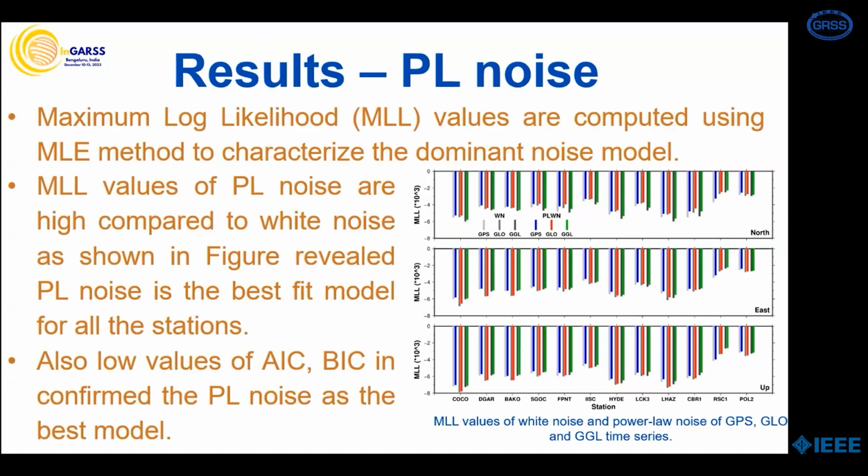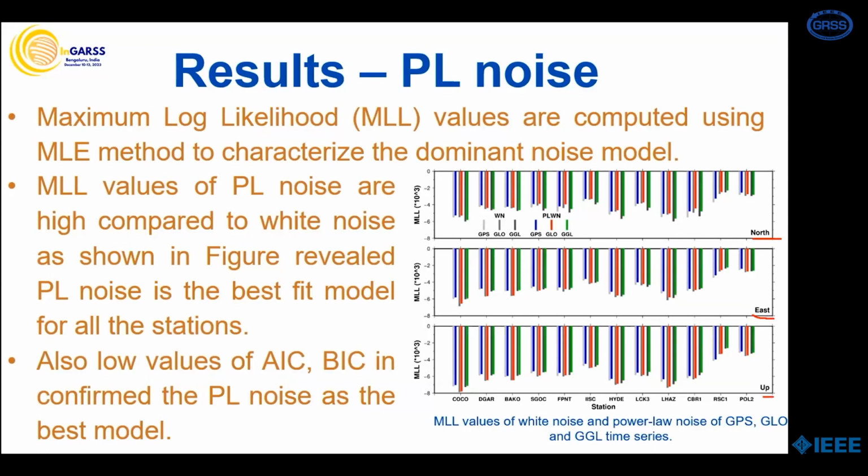So MLL is an indicator that shows the degree of coherence between the observed data and the assumed noise model, based on which the best noise model is selected. We calculated the maximum MLL values for our various stations, and they are plotted here for the north, east, and up components.